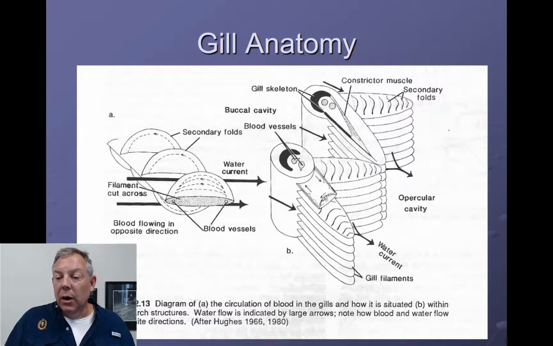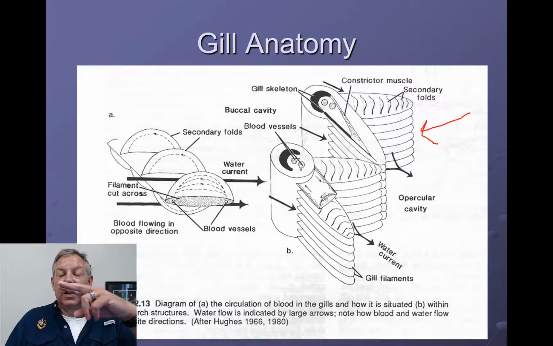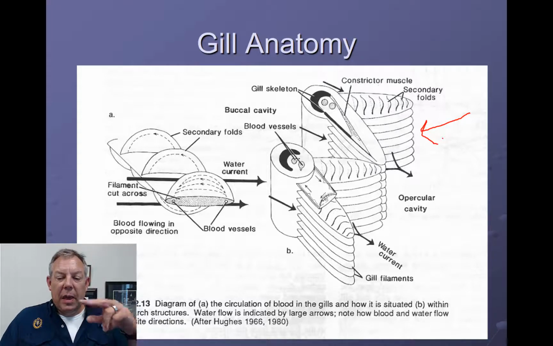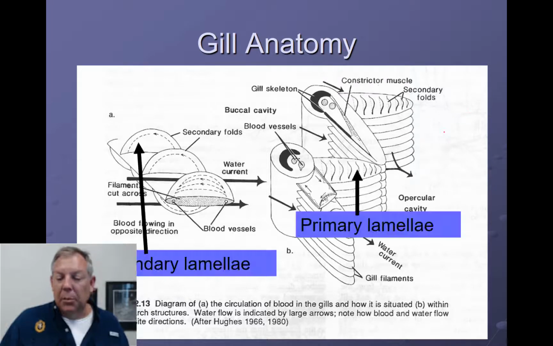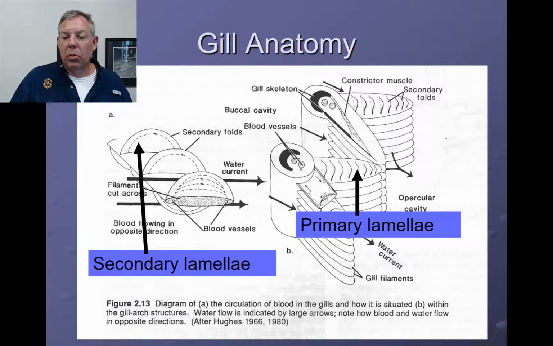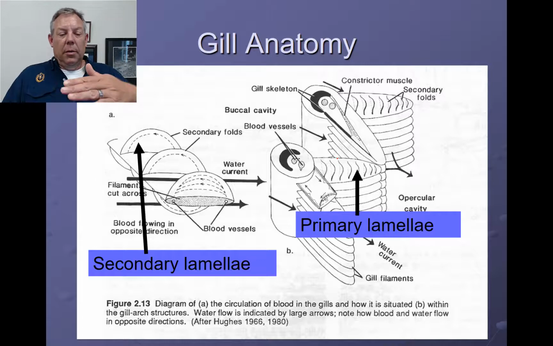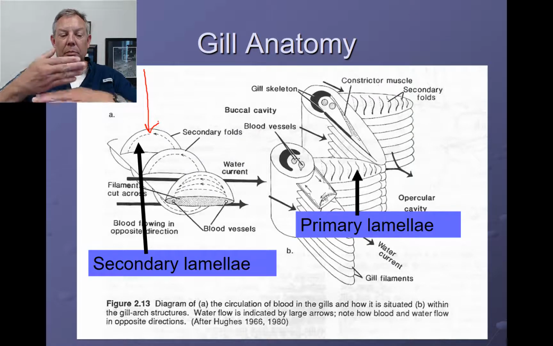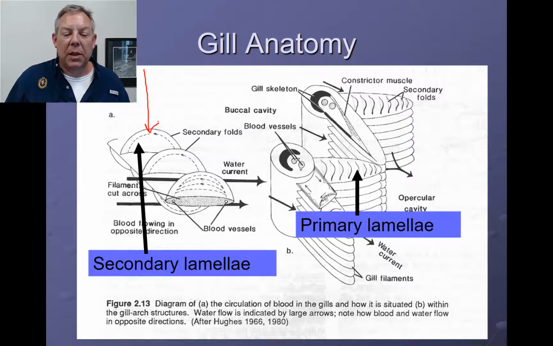Again, if you look over here on the right, you can see those filaments coming off, and they're sort of in pairs. There's two of them coming off. That big part that's coming off is called a primary lamellae. Those things are a little bit shaped like an airplane wing or something. And then on those primary lamellae, you see these secondary lamellae, like half moon shapes that are mounted sort of perpendicular to the primary lamellae.